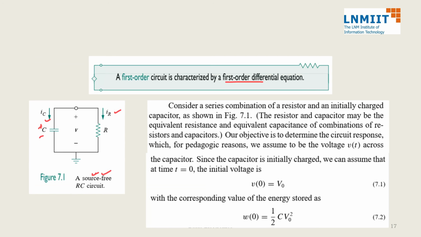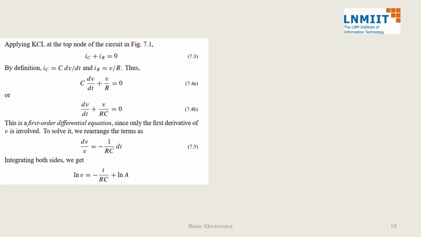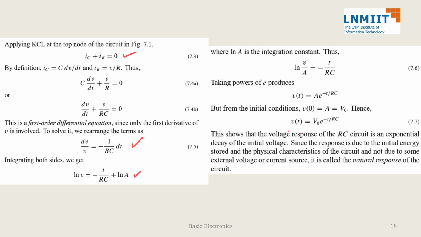Now let us take this circuit and simply apply KCL, that means IC plus IR is equal to 0. When we do that and go through some very logical sequence of derivations, we find that the voltage at any time across the resistor or capacitor, because both of them are in parallel, is V naught e raised to power minus t by RC. This is a very easy derivation. You can go through it, but this is our answer.